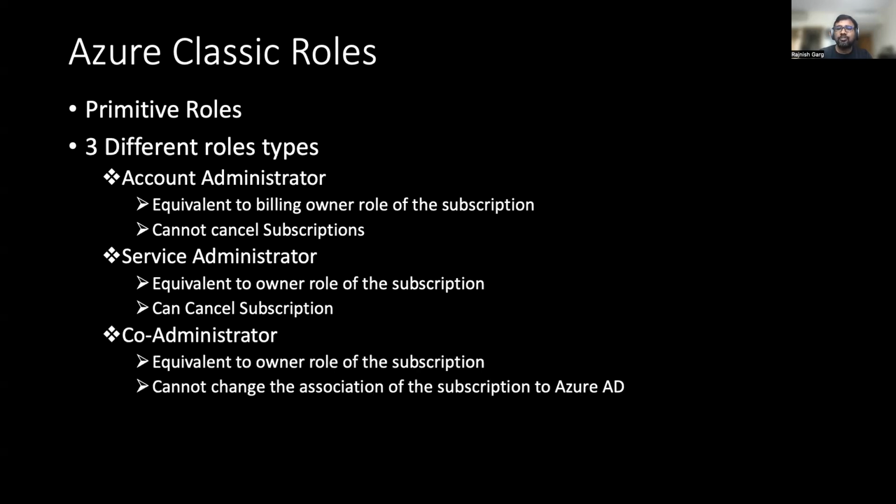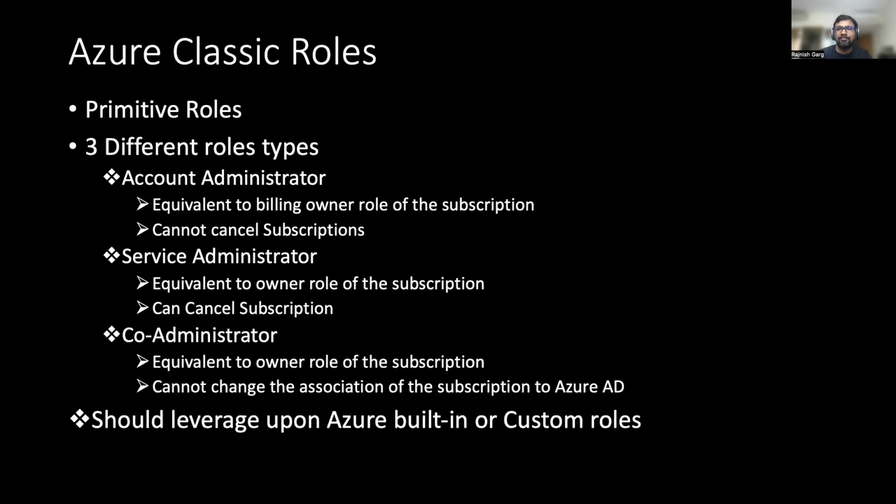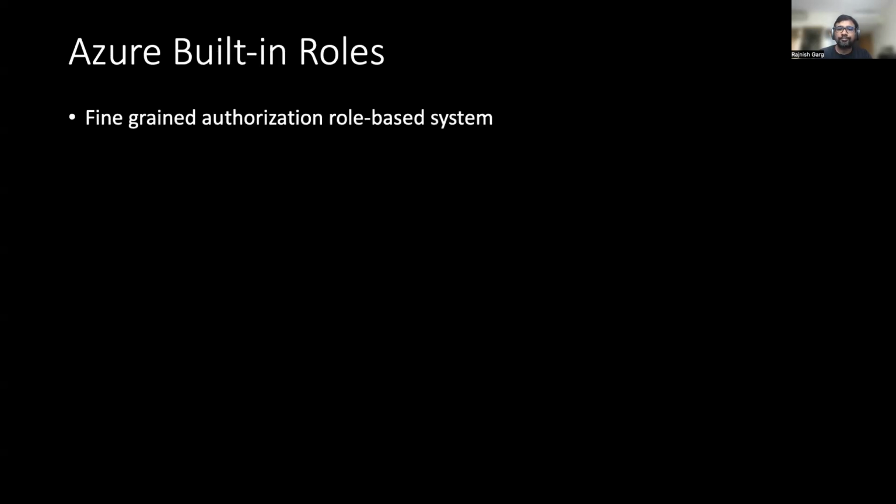The last category is called co-administrator. Co-administrator is equivalent to your owner role, but it doesn't allow you to change the association of your subscription to the Azure AD tenant. Lastly, because these roles are seldom used, ideally we shouldn't be using them at all. So for today's context, we shall be focusing a lot more on the Azure built-in or custom roles.